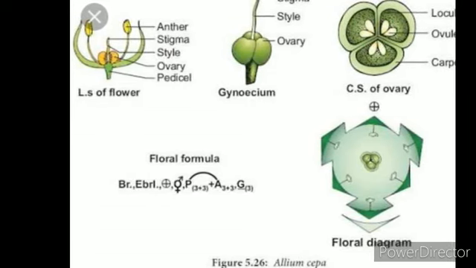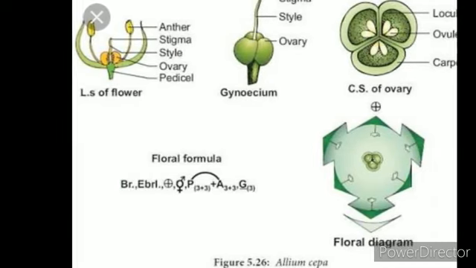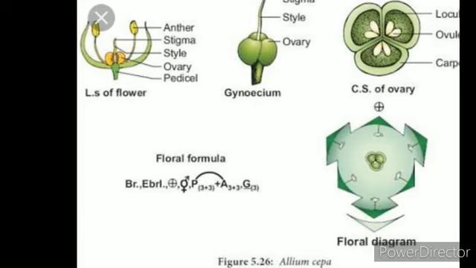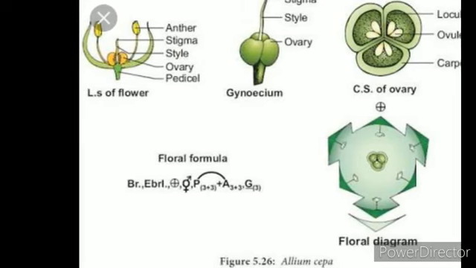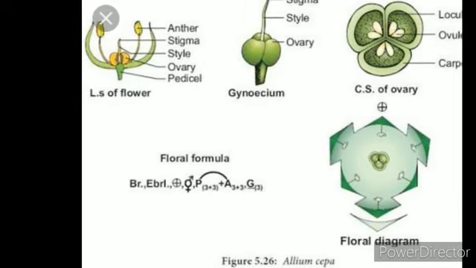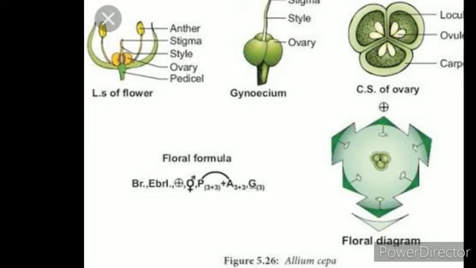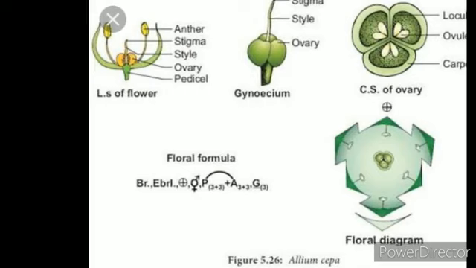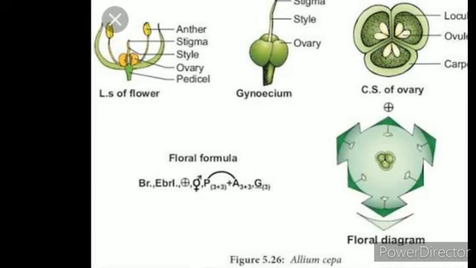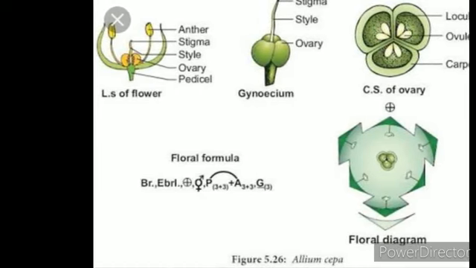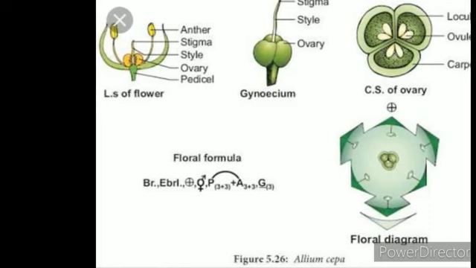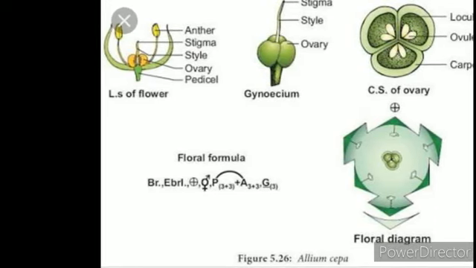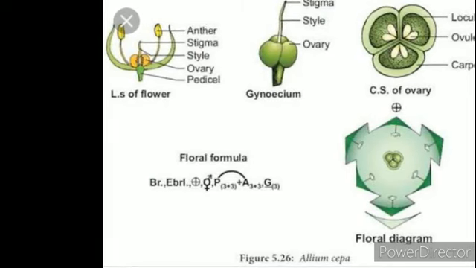Coming to the fruit, usually it is a capsule, and very rarely we can see a berry type of fruit, found in asparagus. The seed in the Liliaceae family is endospermous, monocotyledonous. Polyembryony is present in some of the species, like Allium species. So these are the floral characters you can see in the Liliaceae family.